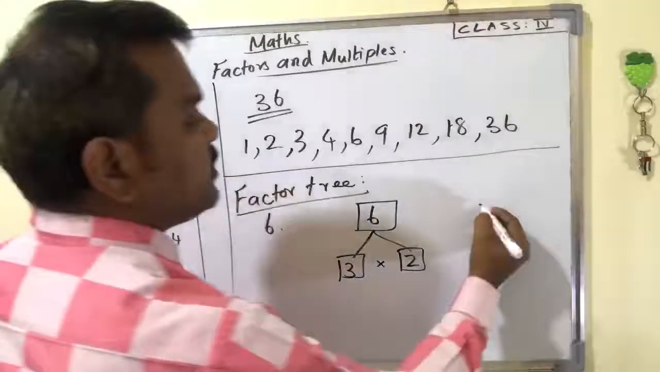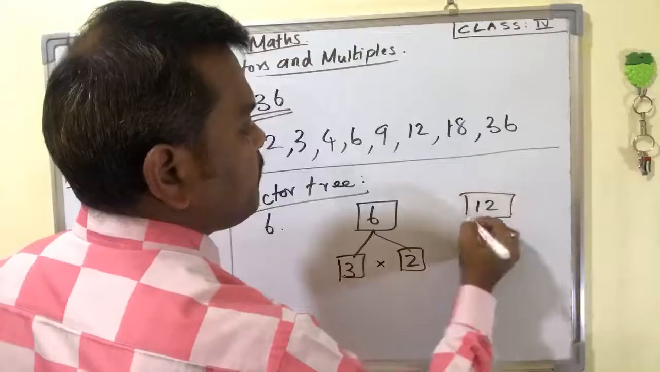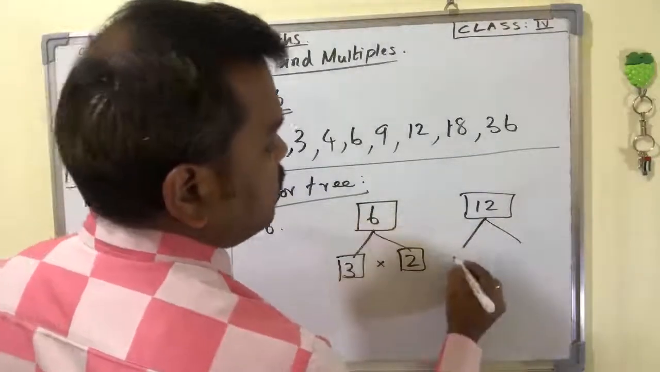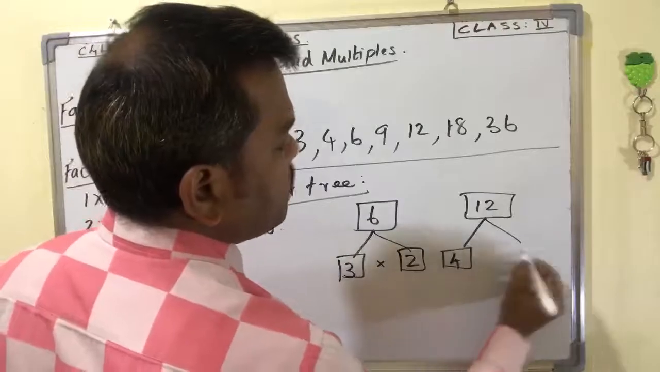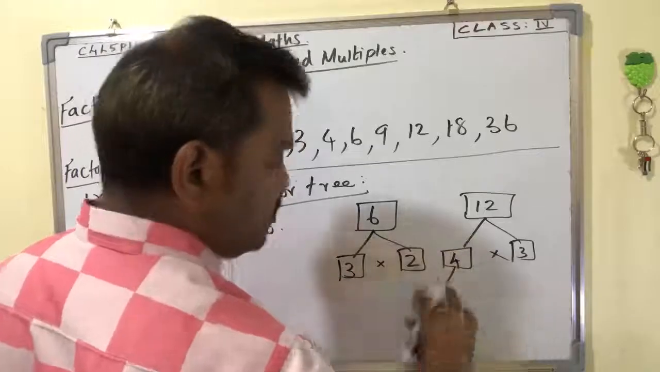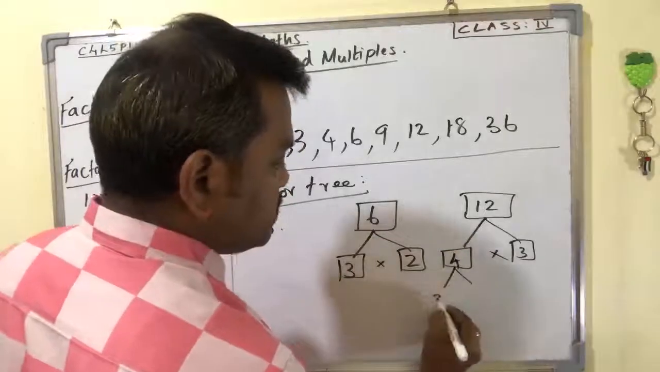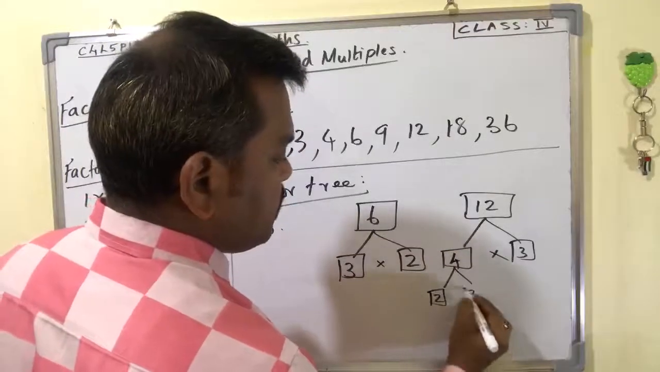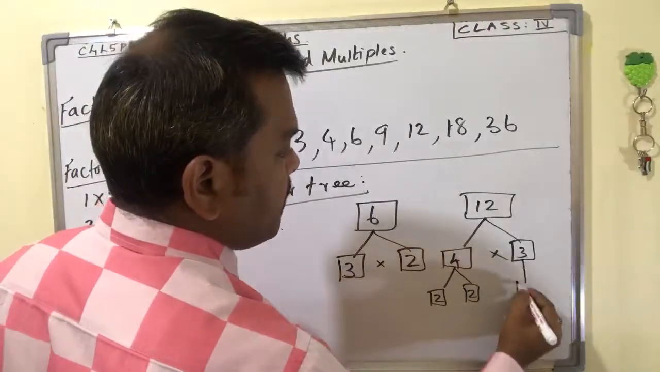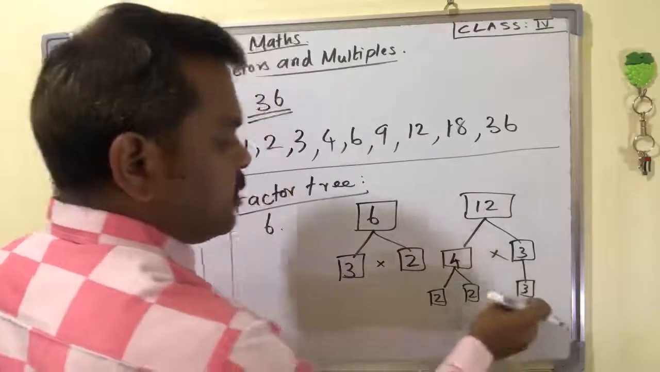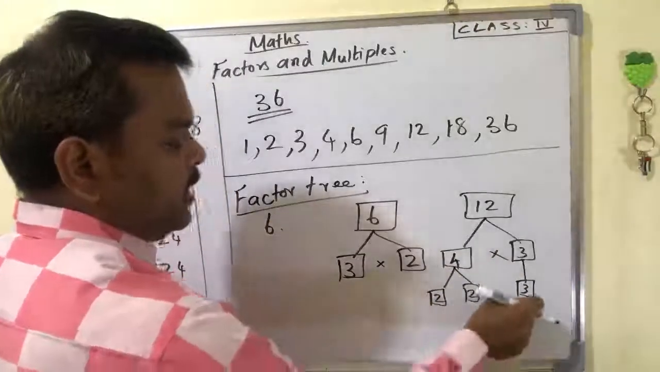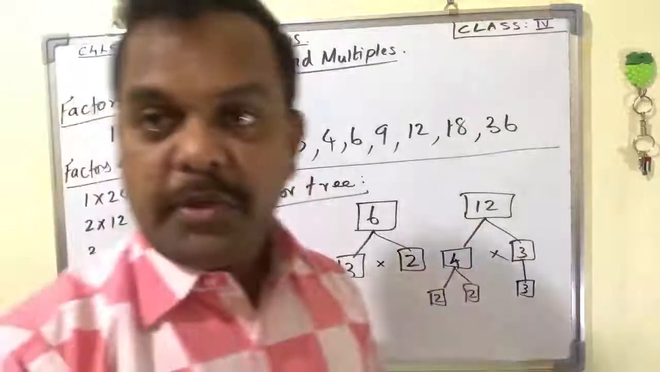Not only this, if it is 12, 4 3s are 12. This 4 also you have to factorize. 2 2s are 4. And this 3 you have to bring down. Look, the last should be all prime numbers. 2, 2 and 3. Prime numbers, next video I will explain.